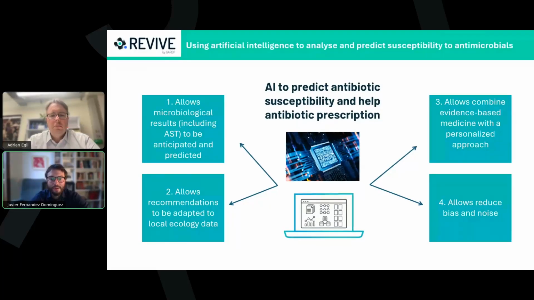to the local epidemiology of the different hospitals, because as you know, the epidemiology of resistance in different centers is totally different. Even in the same center, the epidemiology of resistance is very different from one hospital ward to another. It also allows combining evidence-based medicine with a personalized approach. It can make recommendations not for populations but for individuals, and it can reduce bias and noise. There is a lot of literature about artificial intelligence, and one point this literature highlights is that it reduces bias and noise if the artificial intelligence is well trained.